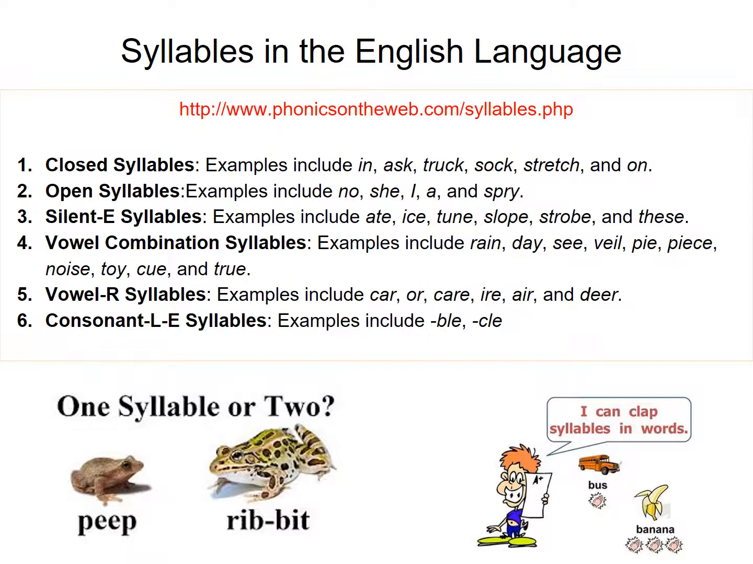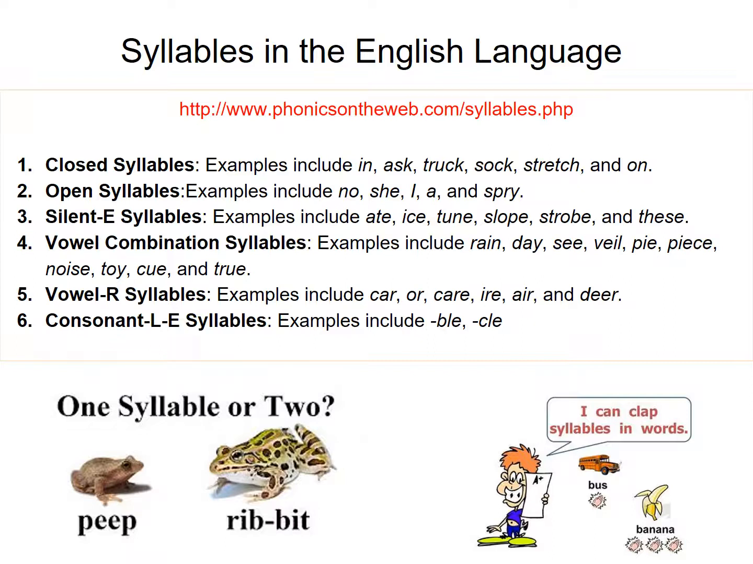5. Vowel R syllables. Includes one and only one vowel followed by an R, or one vowel followed by an R which is followed by a silent E, or a vowel combination followed by an R. For example, car, or, care, ire, air, and deer.